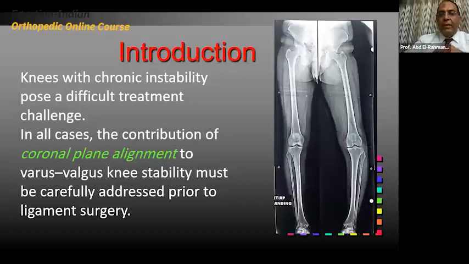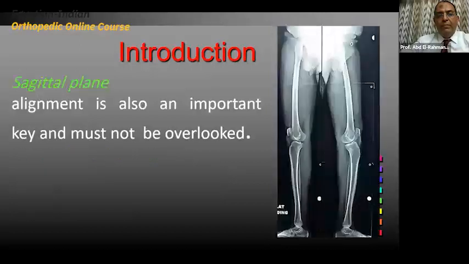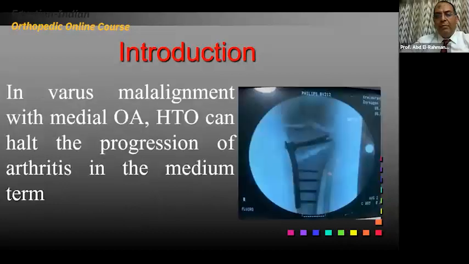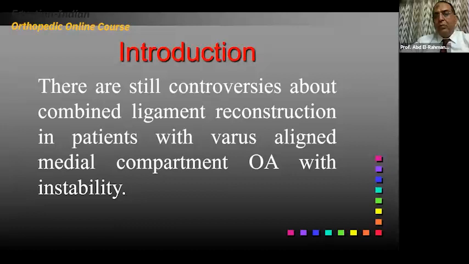Knees with chronic instability pose a difficult treatment challenge, and in all cases, the contribution of coronal plane alignment, varus or valgus knee instability, must be carefully addressed prior to ligament surgery. Sagittal plane alignment is also an important key and must not be overlooked. The ligament laxity is often complicated by bony abnormalities and degenerative changes, and treatment of these patients often requires more than ligament reconstruction. The alignment correction with medial opening can hold the progression of arthritis in the midterm. And there are still controversies about combined ligament surgery with varus aligned compartment arthritis.